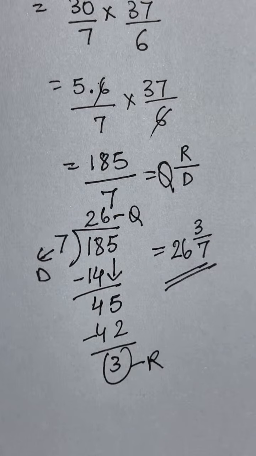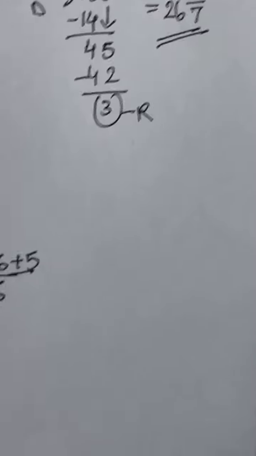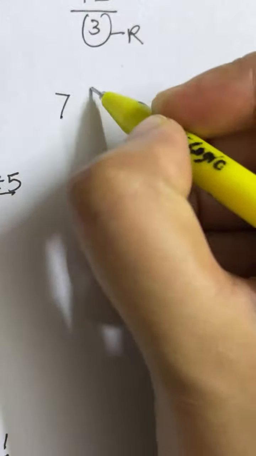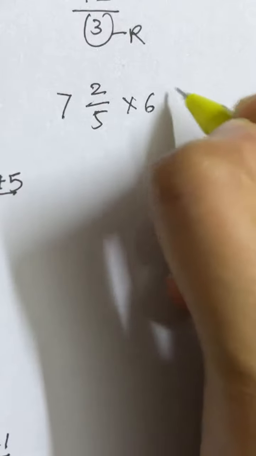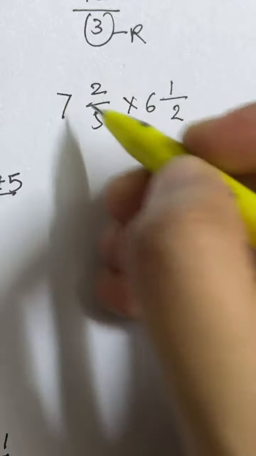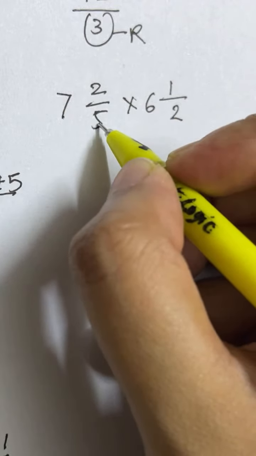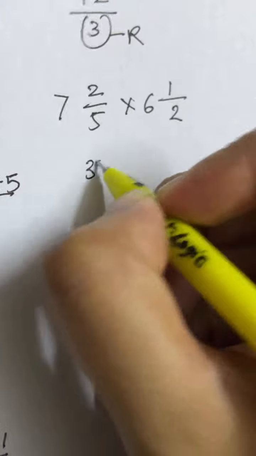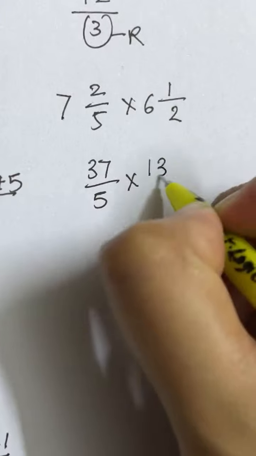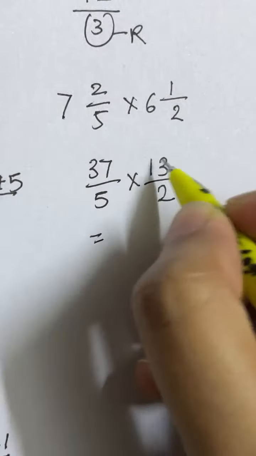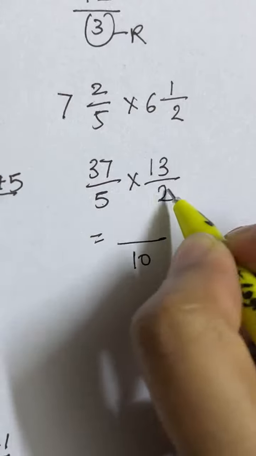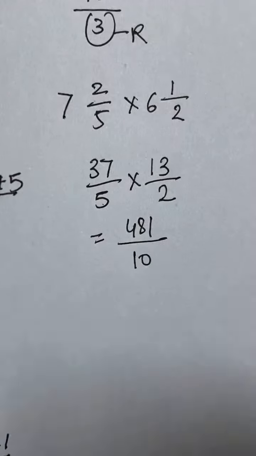Now I have another question similar to this. Let's do this one. So we have 7 2/5 multiplied by 6 1/2. So here what we are going to do is again convert it back to an improper fraction. 5 7s are 35 plus 2 is 37 over 5, times 2 times 6 is 12 plus 1 is 13 over 2, and that's equal to 37 times 13 over 10. 5 times 2 is 10, so I have 481 over 10.